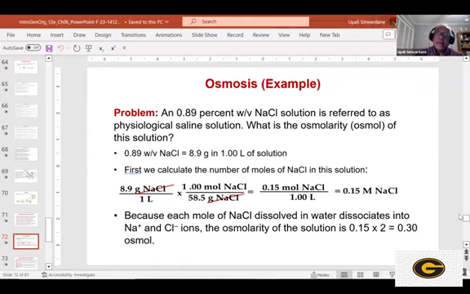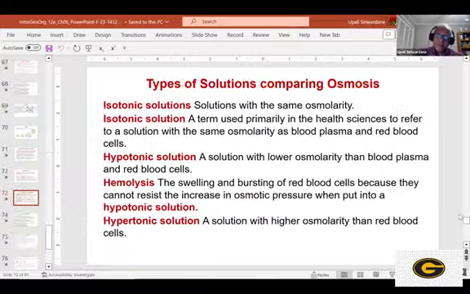Hypo, hyper, iso. One of these three. Isotonic means the same osmolarity. Hypotonic is where the osmolarity is lower.